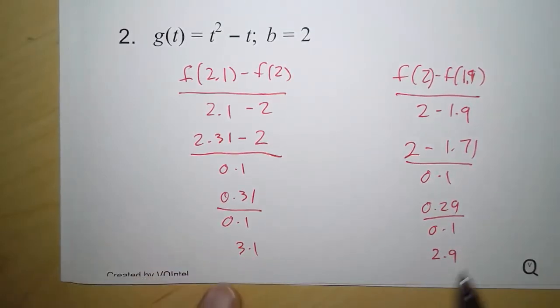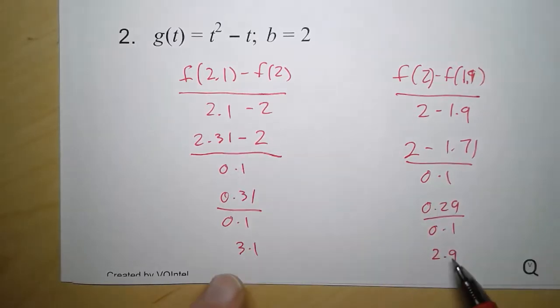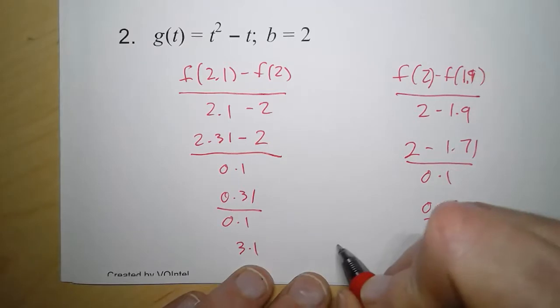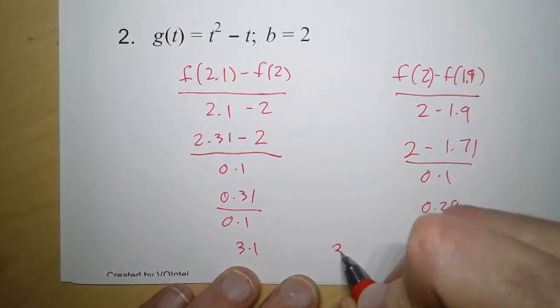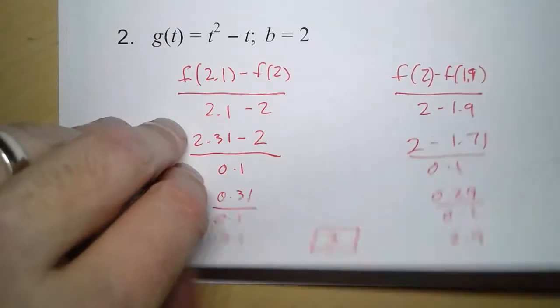Now again, these are just approximations. Here we're picking one point to the right, one point to the left. But we want to find what's the actual tangent slope, and what it is in between those two. So what we'll say is that it is approximately 3 is our tangent slope. That is our approximation.